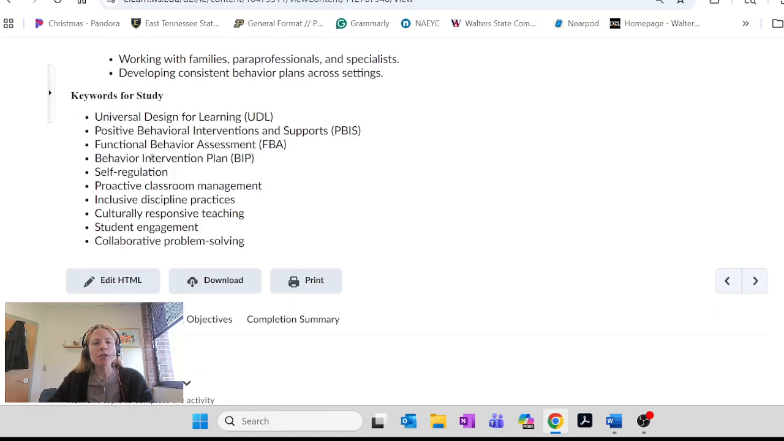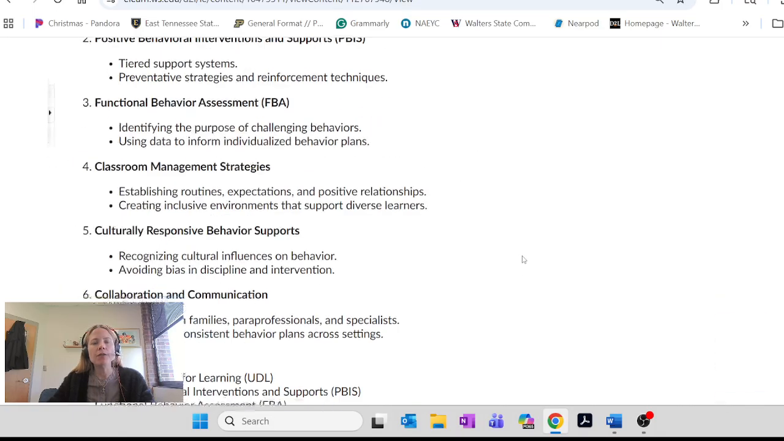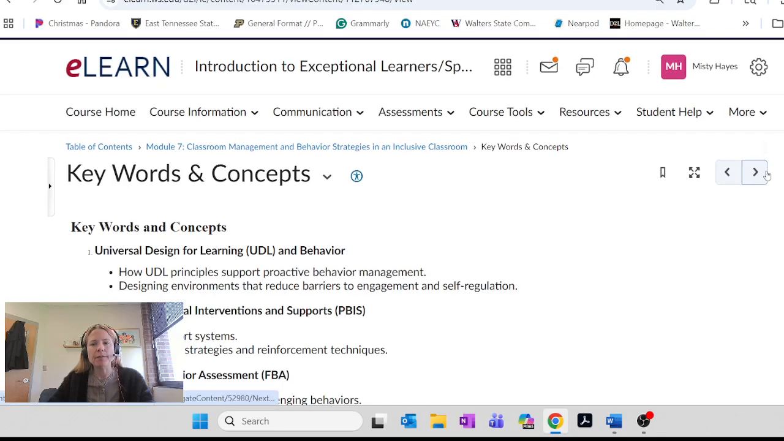And then, of course, these are ones that we've seen throughout UDL, but there's some new terminology in here. Collaborative problem solving, student engagement, discipline practices, self regulation, behavior intervention plan, right? Functional behavior assessment. So these are all keywords for studying in this chapter.